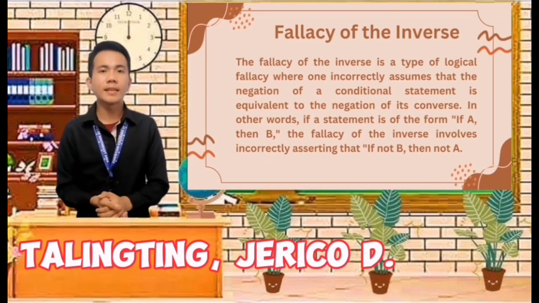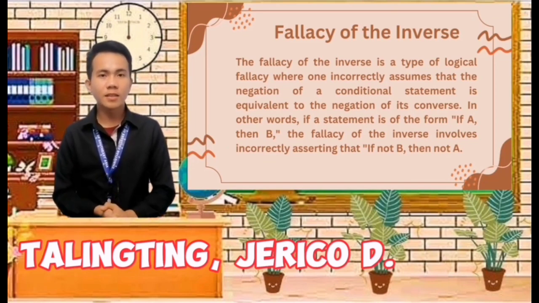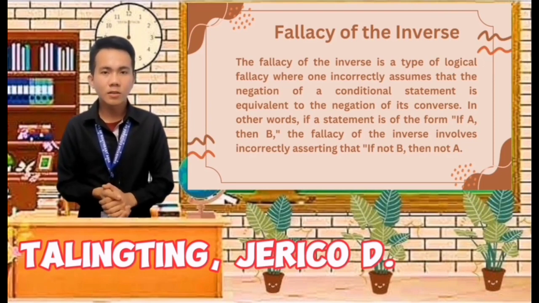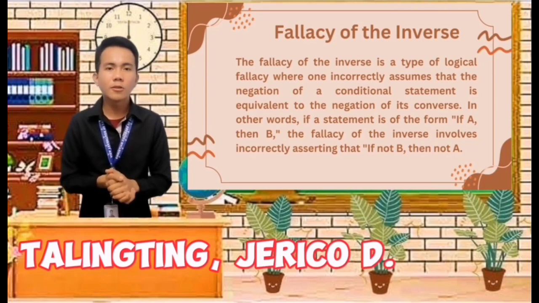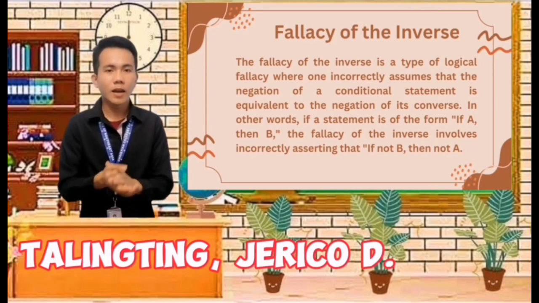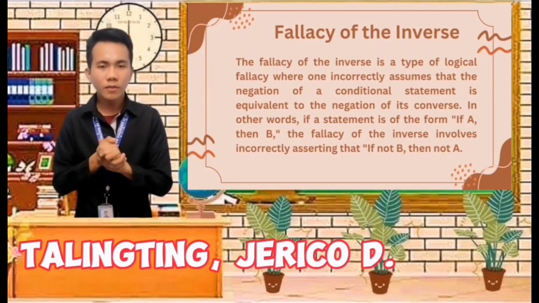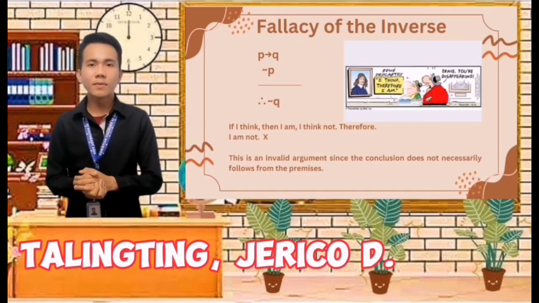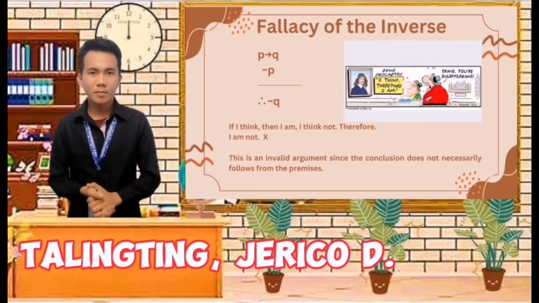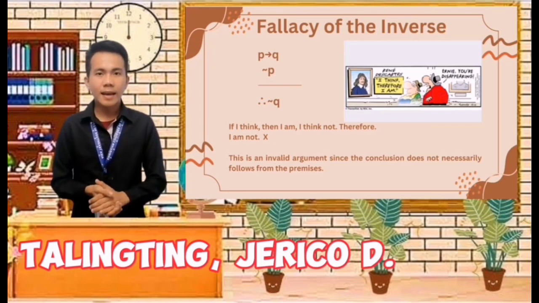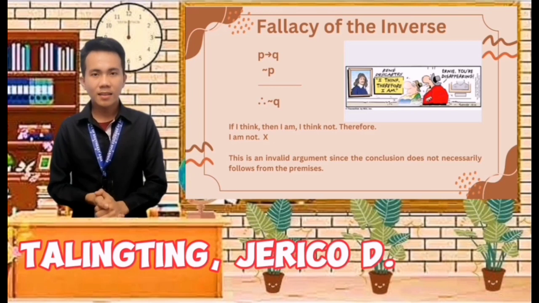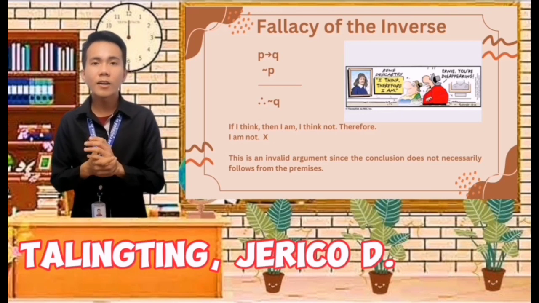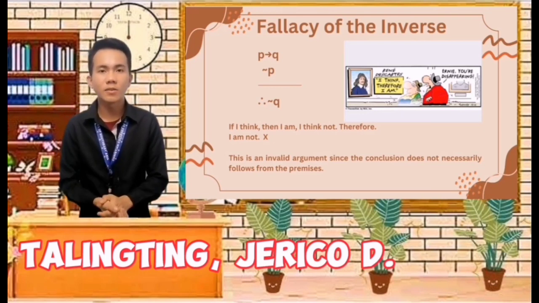The second one is the fallacy of the inverse. It is a type of logical fallacy where one incorrectly assumes that the negation of a conditional statement implies the negation of its conclusion. In other words, if a statement is of the form if A then B, the fallacy of the inverse involves incorrectly asserting that if not A, then not B. So this is an example of the fallacy of the inverse. The statement: if I think, then I am. I think not. Therefore, I am not. This is an invalid argument since the conclusion does not necessarily follow from the premises.